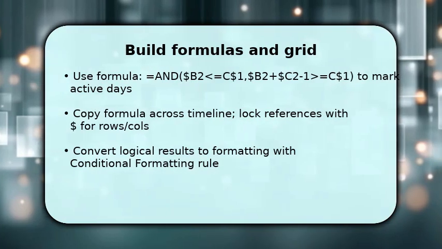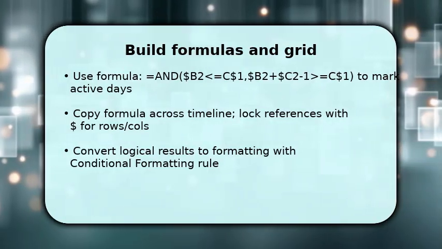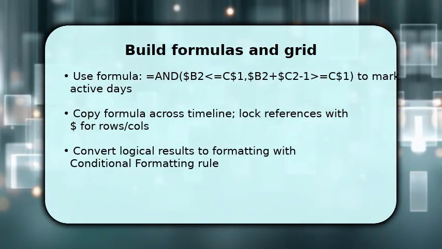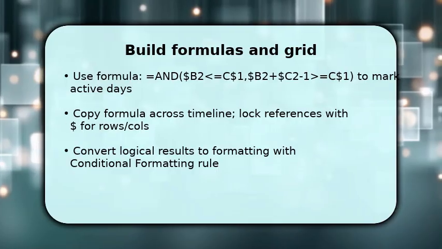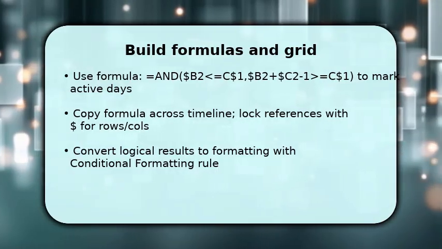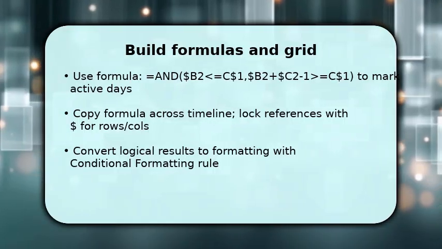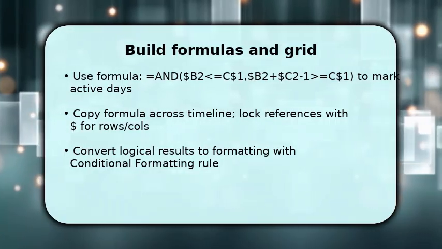Next, you translate dates and durations into a visible schedule by inserting a logical formula into the grid that tests whether each date falls within a task span. For example, test start and start plus duration against the timeline cell, so true marks active days. Then copy that formula across the timeline using absolute references where needed. This preserves columns and rows correctly.